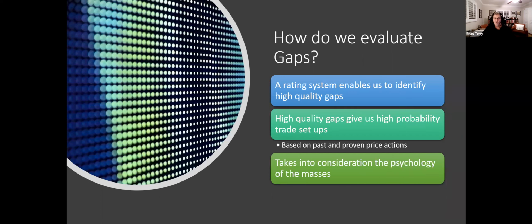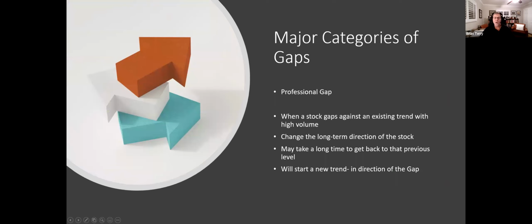That is a big part of how you trade gaps: trying to estimate what the masses, or the other guy on the other side of the screen, will be doing if he was holding shares and the stock either gapped up or down. So that's a big part of it. Really there are two main types of gaps. One is called a professional gap.